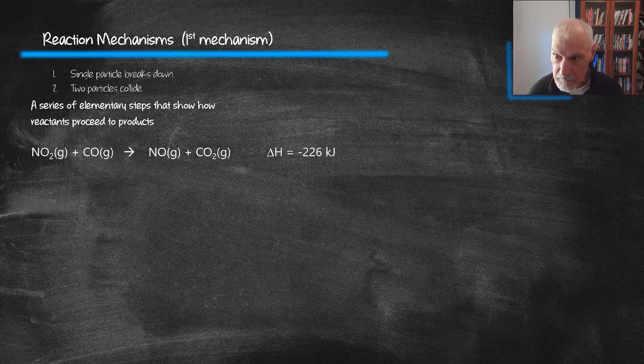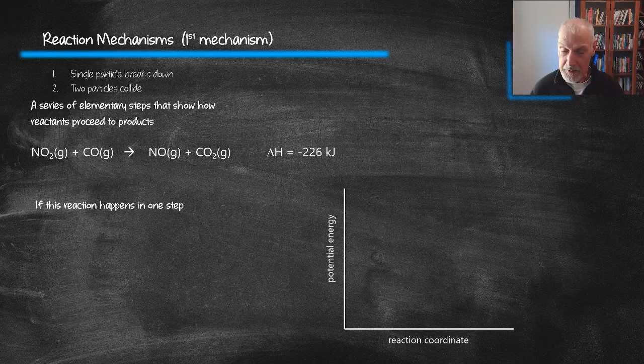Let's consider this reaction, nitrogen dioxide and carbon monoxide. If this reaction was to happen in one step, it would be the reaction itself, and it would generate an energy profile, something like this. We start with our reactants, and we proceed to products. In this case, because the reaction is exothermic, as indicated by the negative sign, we would have our products located lower than our reactants. Now, what happens en route from reactants to products? In a single-step reaction, we would have one hill or one barrier, and that is marked by the activation energy.